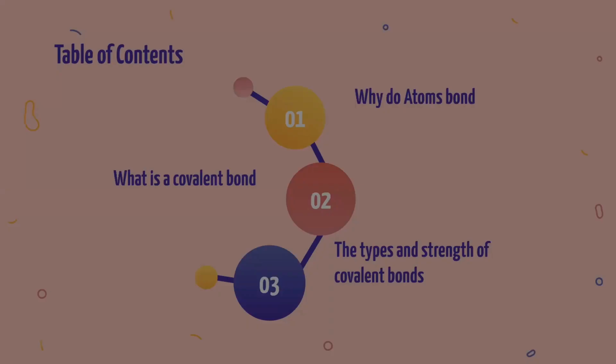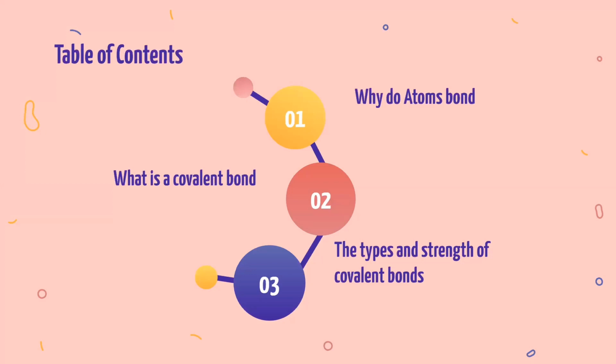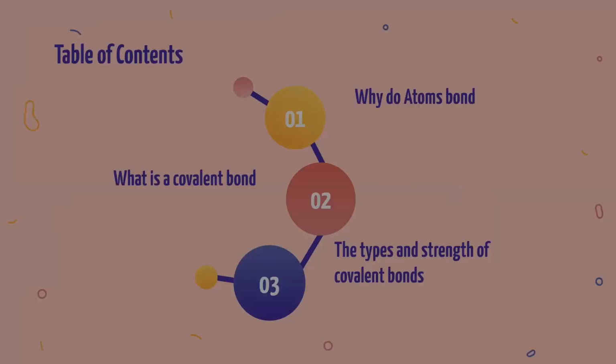Now, in this video, I'll be covering why do atoms bond in the first place? Why do they bond ionically, covalently, form hydrogen bonds, and so on and so forth. And of course, the main topic of this lesson is what is a covalent bond? And finally, the types and strength of covalent bonds.